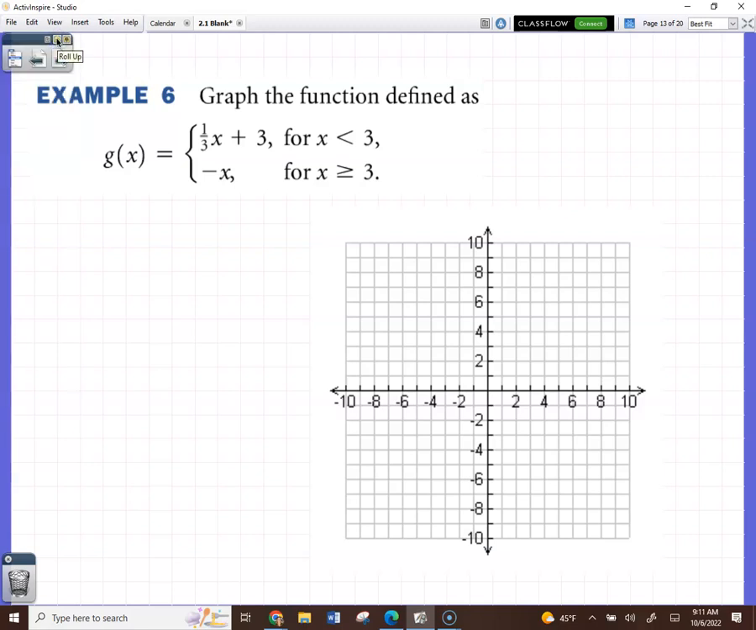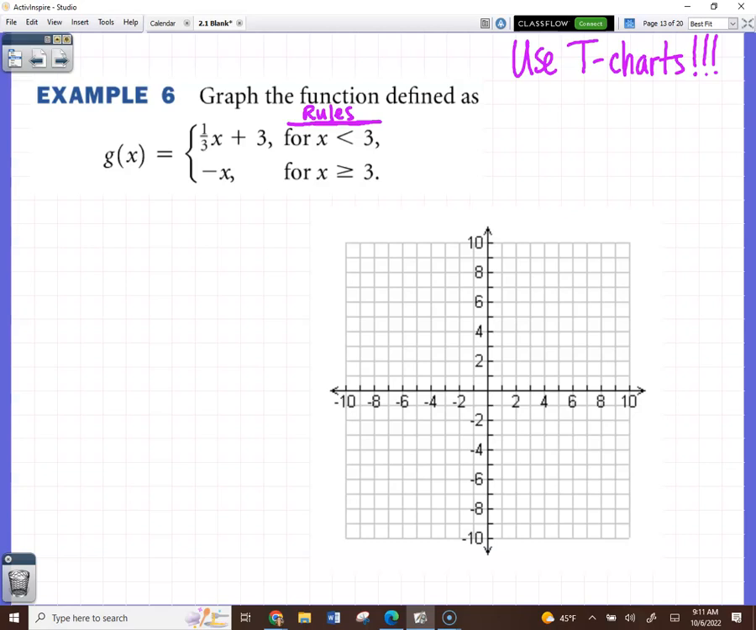How many pieces are in this function? 2. Let's take some notes. I want you to use T-charts to help you graph piecewise functions. Remember, this is your rules column, which is where you go to first, because this is where you get to see what X values are allowed.